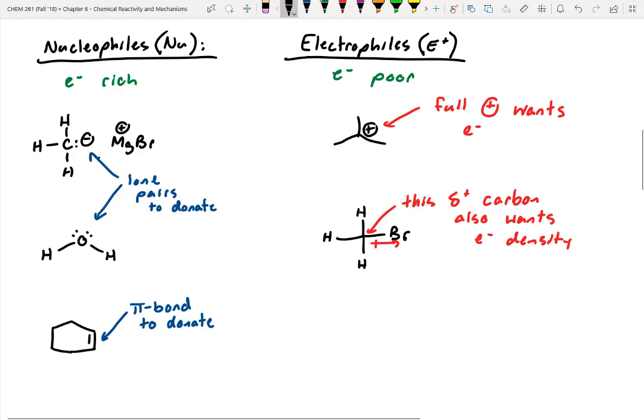Instead, that carbon would prefer to have something ram into it and knock off the bromine, if that makes any sense. So kind of like a billiards ball.